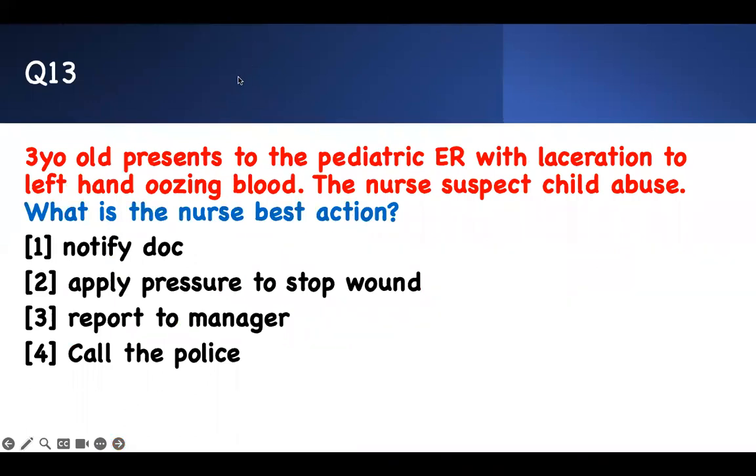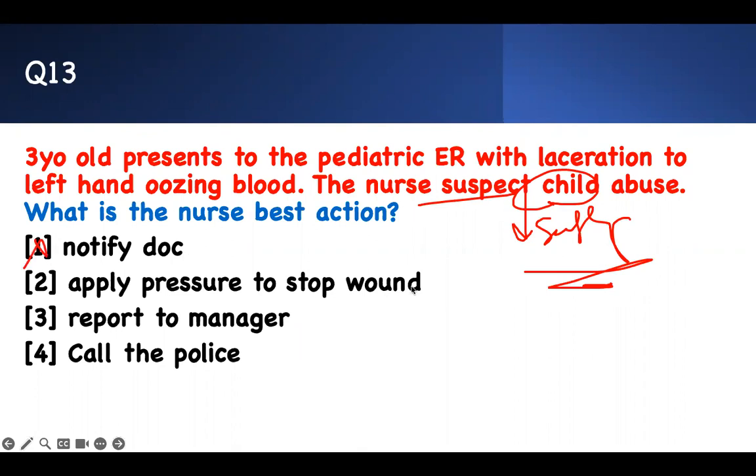Number 13. A 3-year-old presents to the pediatric clinic with a laceration to the left hand, oozing blood. The nurse suspects child abuse. What is the nurse's best action? Child abuse, the best action is to ensure safety for the client first. Safety is your priority. Notify the doctor is not important.